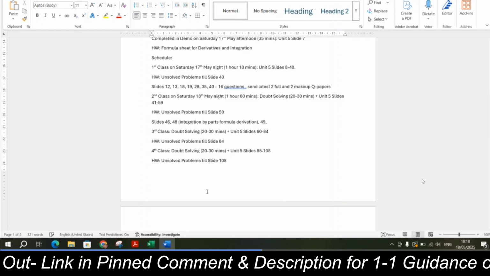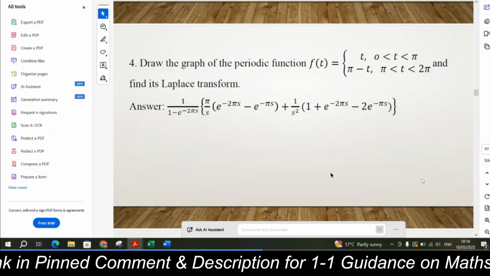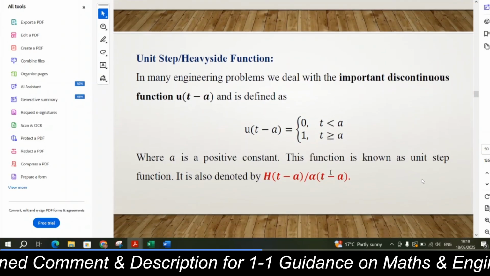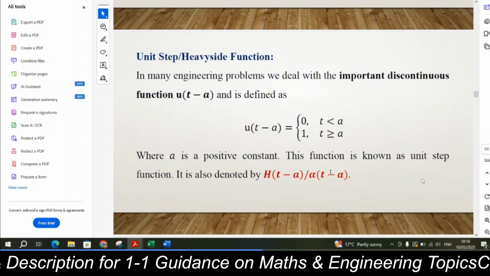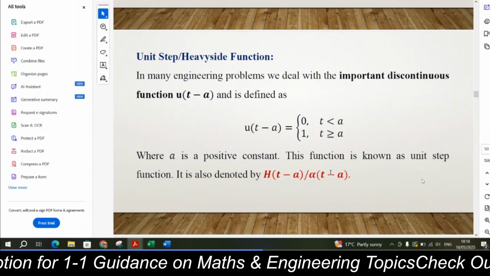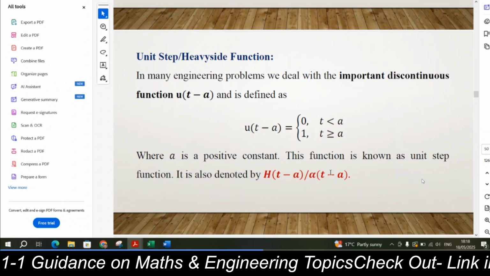Next is 49. Again, over here, you are given a periodic function and you have to find the Laplace transform. So this is a homework. Slide number 49. Let's move on to the next one.